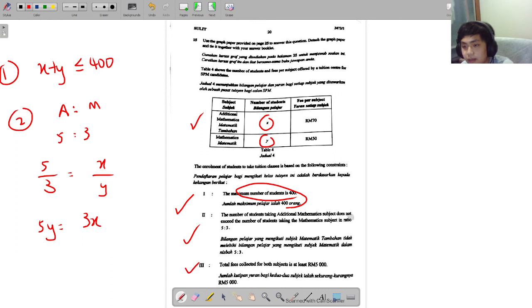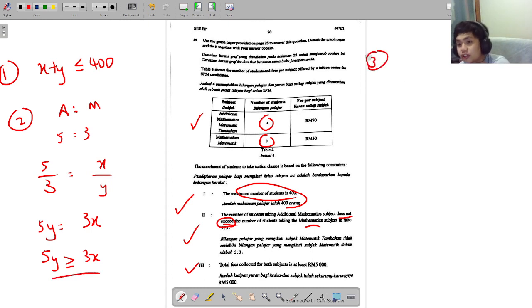So add math does not exceed mod math. It means that we are trying to say there are actually more mod math students than add math students in this case, right? So we can simply write it as 5y greater than or equal to 3x. This is how we make sure it does not exceed. It can be equal to, but it doesn't exceed. So we can write it like this.